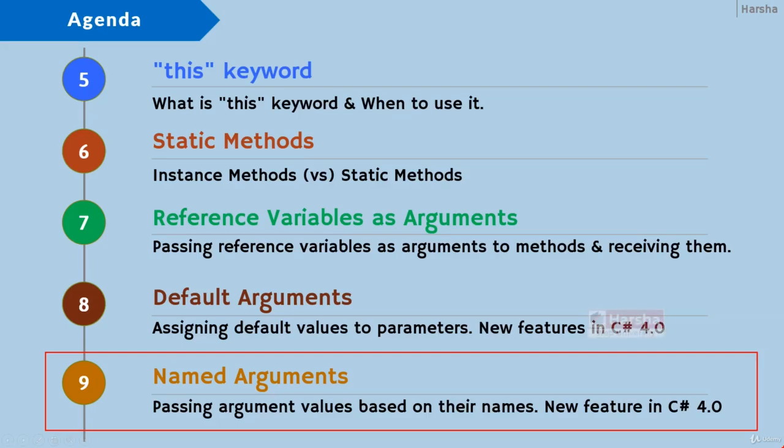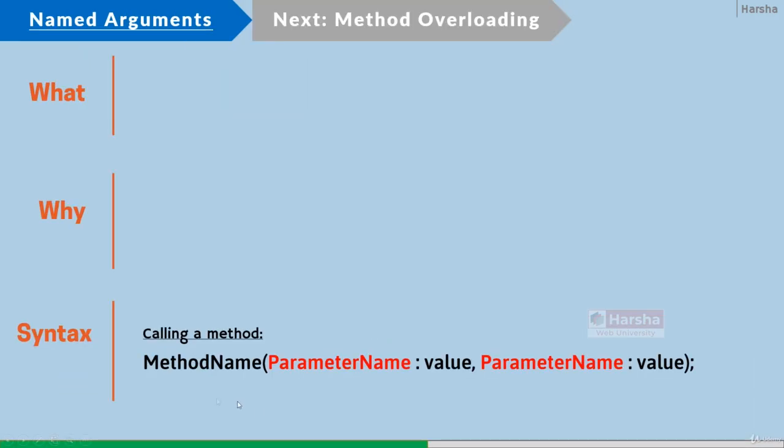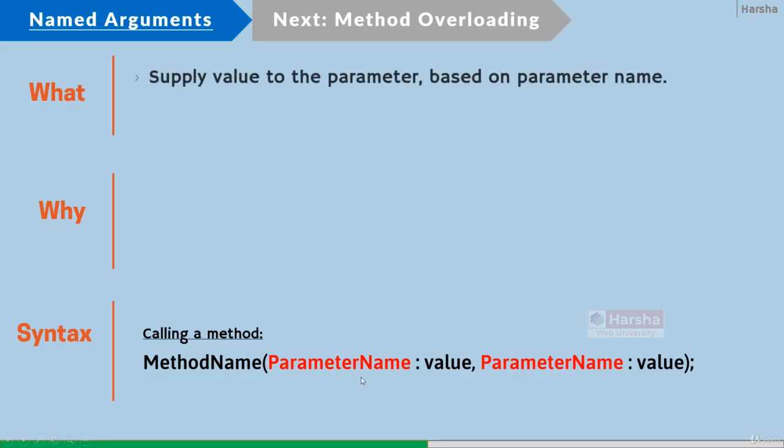This lecture explains named arguments and how to use them. Named arguments is one of the newly introduced features of C# 4.0. While calling the method, whenever you supply the value based on the parameter name, it is called a named argument.